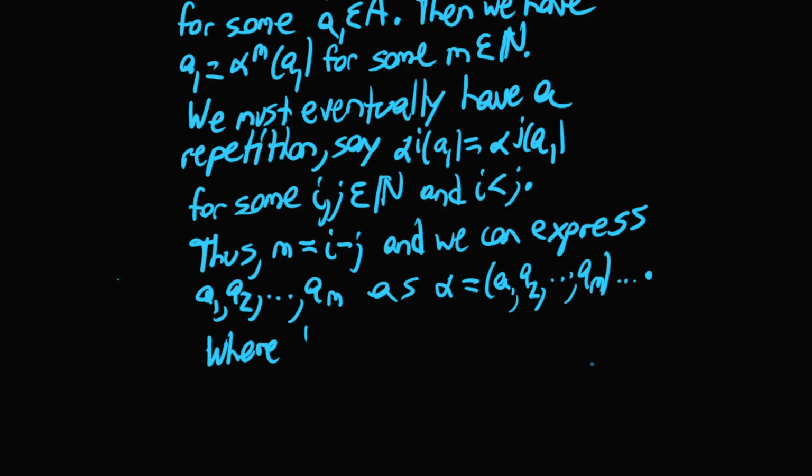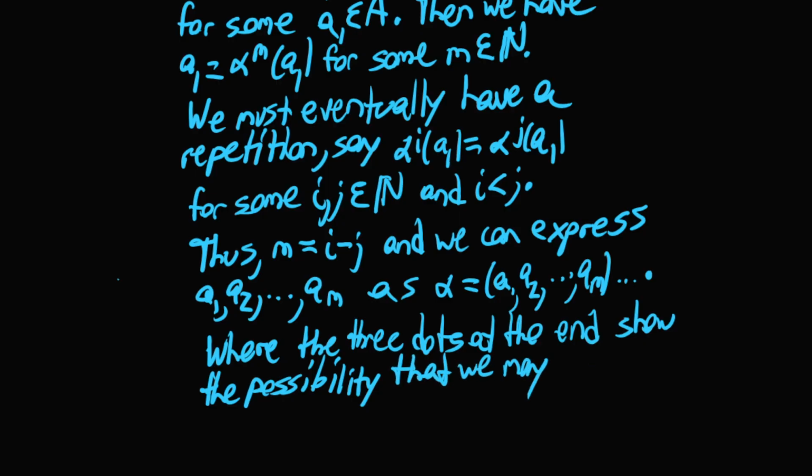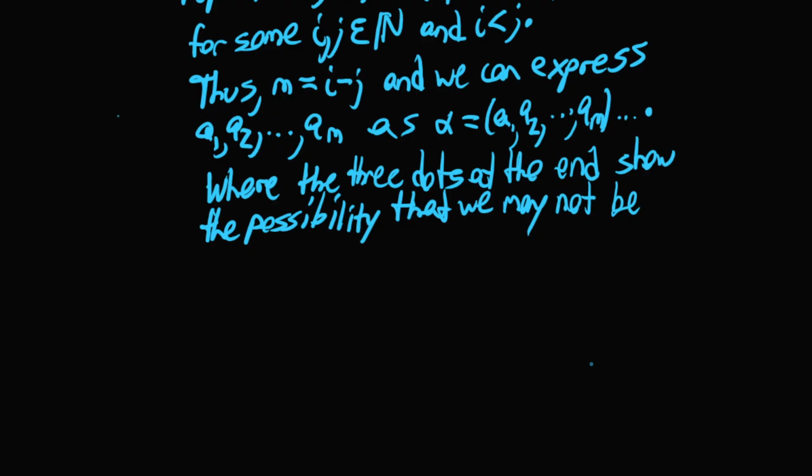where the 3 dots at the end show the possibility that we may not be using all of the set A.